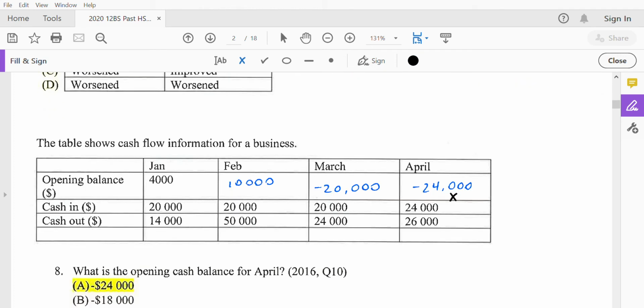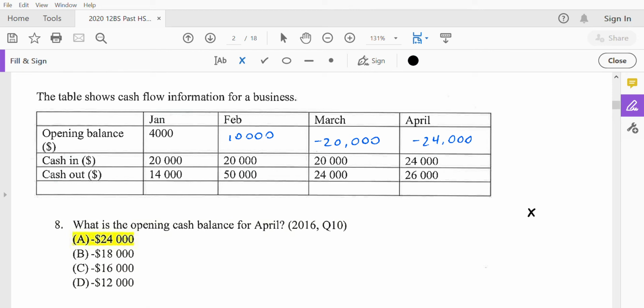Now, this question here, for some reason, confused a lot of you, but when we're looking at our cash flow statements, we're looking at the opening balance. The opening balance is what we had left over from the month previously. So in this instance, it's minus 24,000. So you just have to go through the motions. Some people worked out minus 24,000 plus 24,000 plus 26,000 minus 26,000, and they were coming out with minus 26,000. We know that's not the answer because there's no option there. But the question says, what is the opening balance for April?